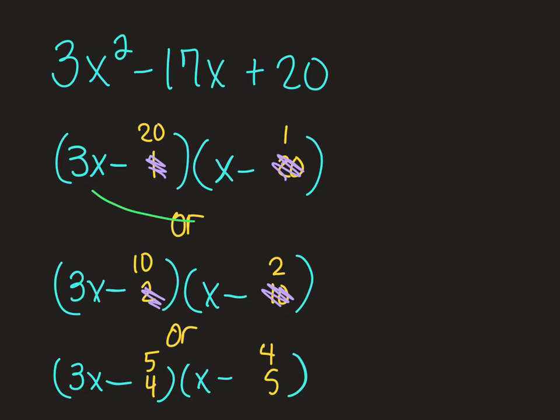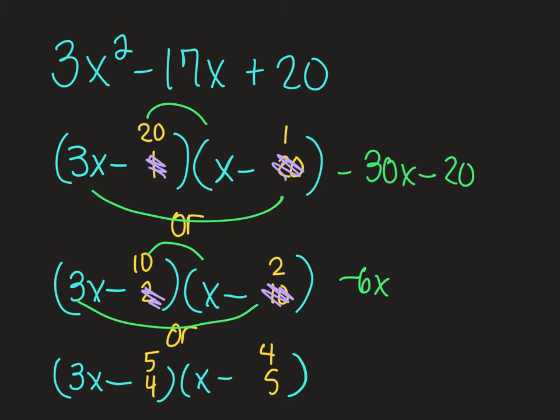So let's go. Outer is 30x, inner is 20x. Well, really they're both minus signs. Does that make negative 17? Nope. Outer, negative 6x. Inner, negative 10x. Does that give me negative 17? No, it does not.